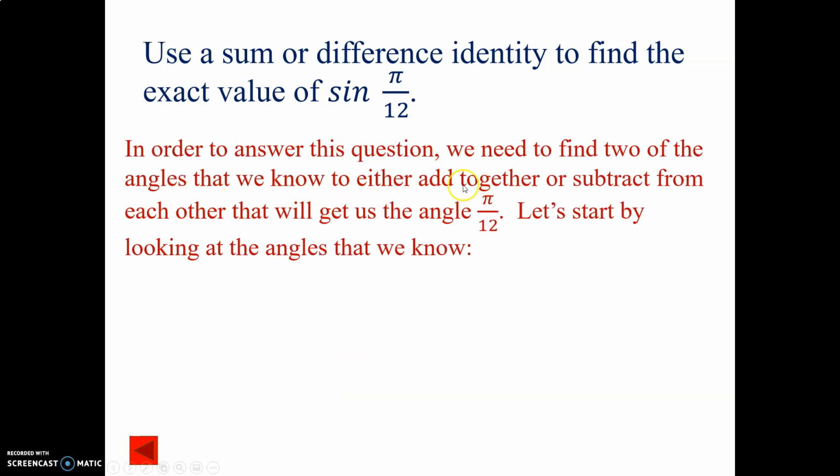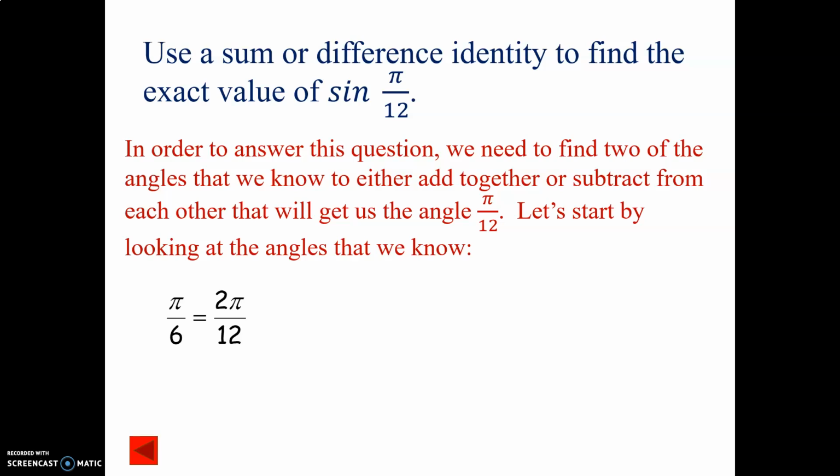In order to answer this question, you need to find two of the angles that we know to either add together or subtract from each other that will give us the angle pi over 12, just like we did in degrees. Let's start by looking at the angles that we actually know. First one we know is pi over 6. Now the angles that I'm starting with are those that come from the unit circle, all in radians. So we're not dealing with degrees.